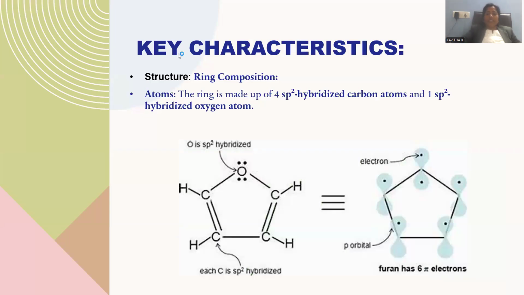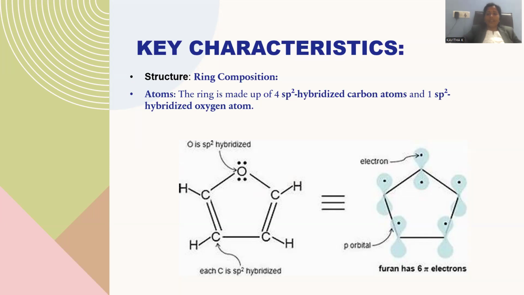Now, let's see the key characteristics related to the furan nucleus. In the furan ring, the oxygen atom is sp2 hybridized. All the remaining carbons are also sp2 hybridized, which induces planarity within the molecule.